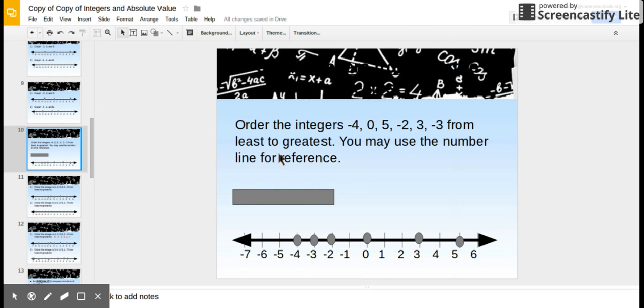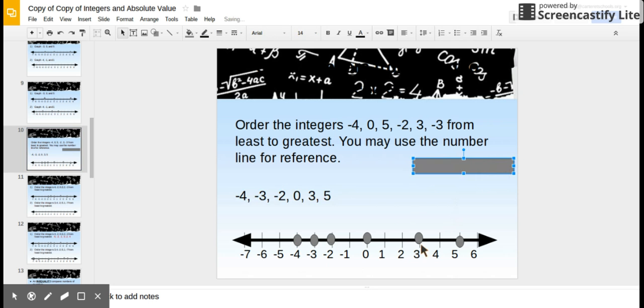All right, so now it asks us to order the integers negative 4, 0, 5, negative 2, 3, and negative 3 from least to greatest. You may use a number line for reference. So here I already graphed all the points, negative 4, 0, 5, negative 2, 3, and negative 3. All right, so in order to see what the integers are from least to greatest, you just look from left to right. Negative 4, negative 3, negative 2, 0, 3, and 5.